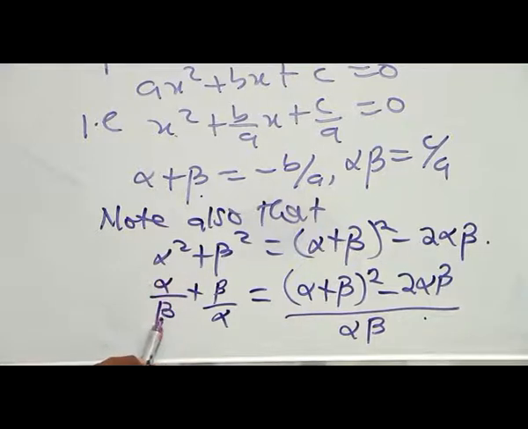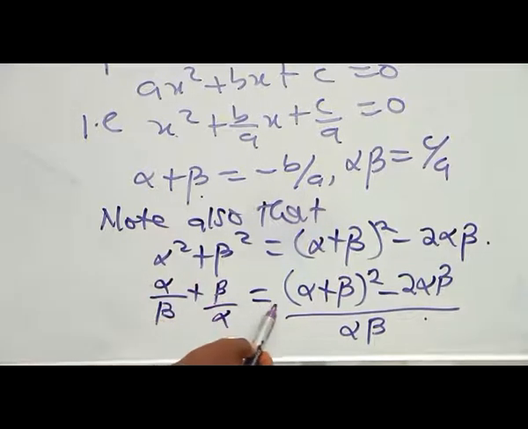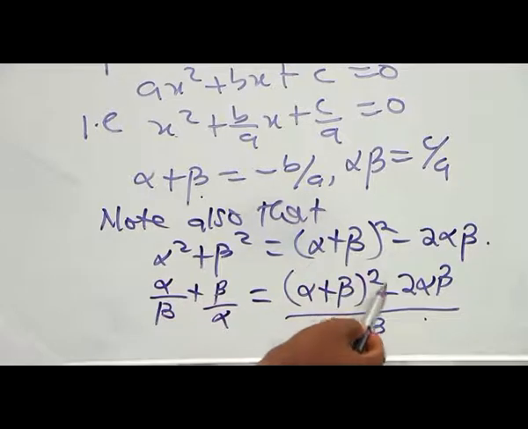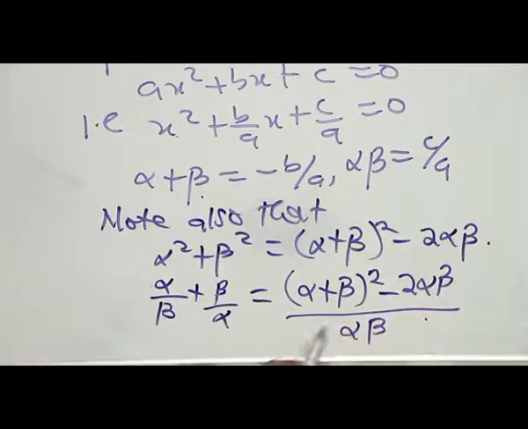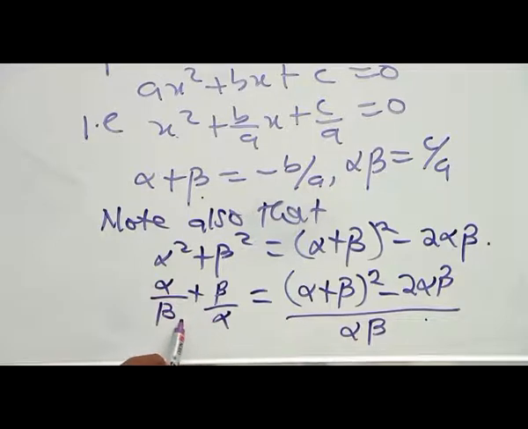Similarly, alpha over beta plus beta over alpha will give you alpha plus beta squared minus 2 alpha beta, all over alpha beta. If you expand this, subtract this, and carry out the division, you will get back the original value, which is on the left hand side.